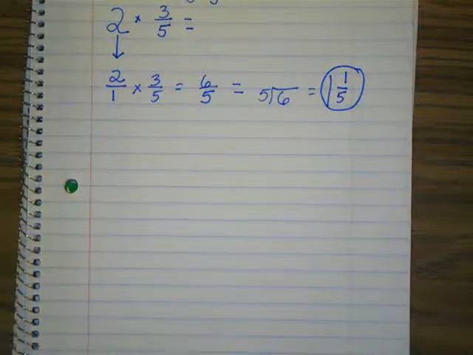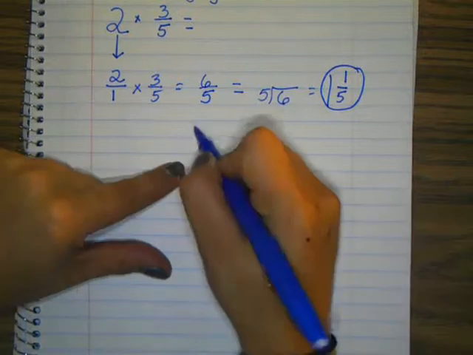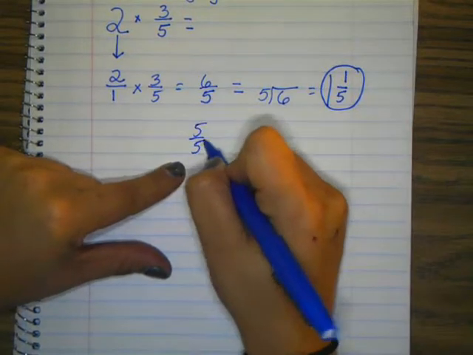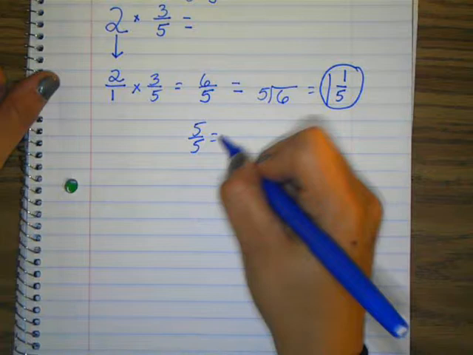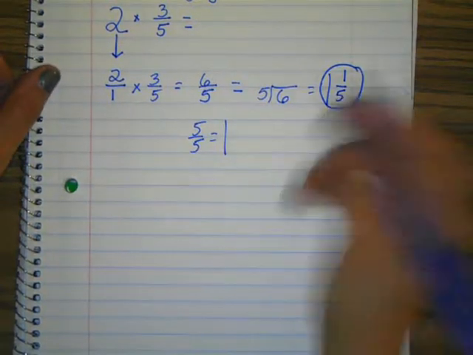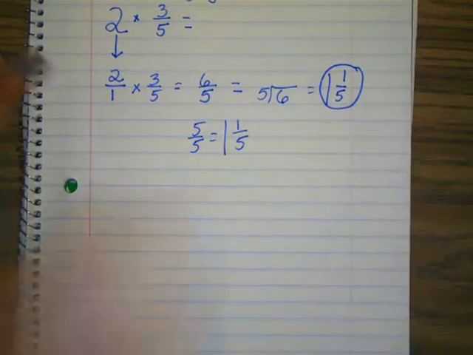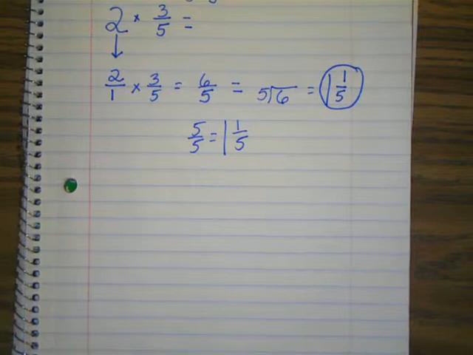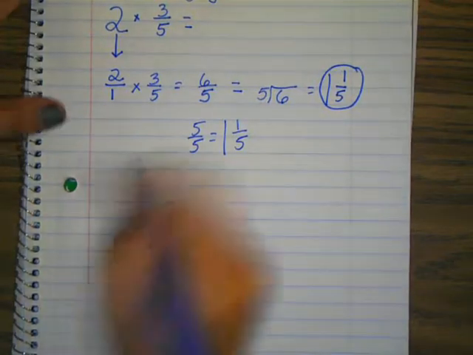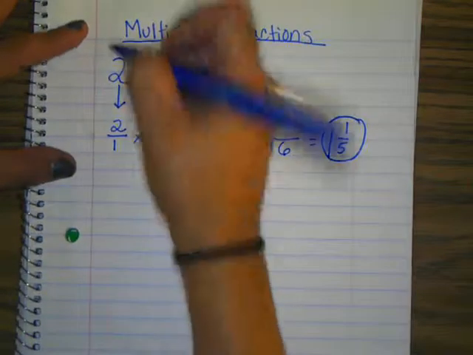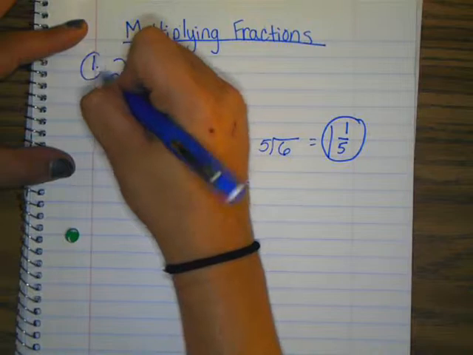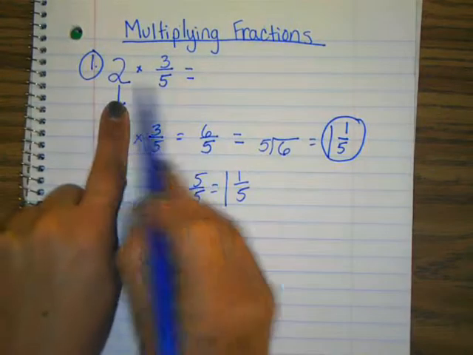Okay, so we have our first way here, which we could put a number 1 by that, which was a whole number times a fraction. We also have fractions times fractions. So for example, you might have 5/8 times 1/3. Turn and talk. How would you solve this one?